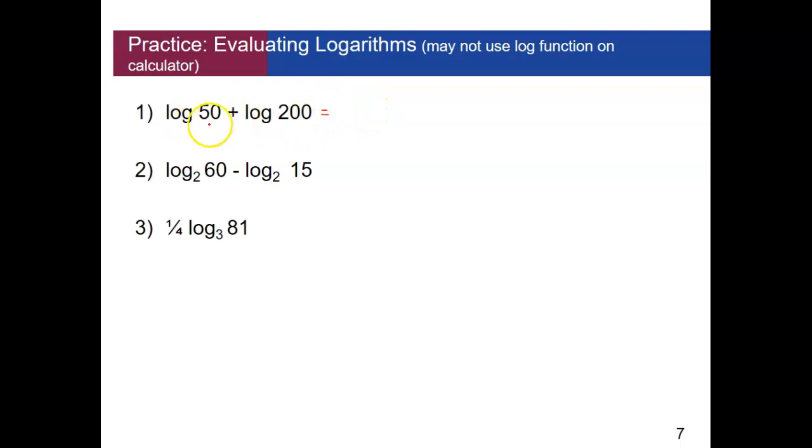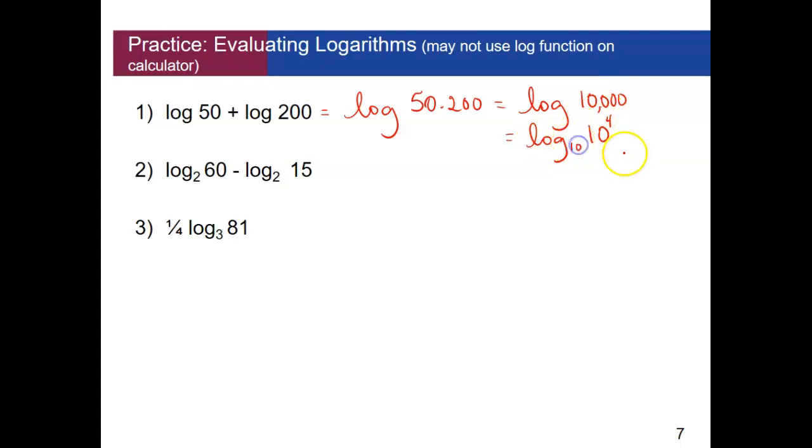Okay, on this one, because it's addition, I'm going to combine these together. That has a common log, a base 10. So I'm going to have 50 times 200. So I'm going to have log of 10,000, which is the same thing as 10 to the fourth power. And you know that for a common log, it has an understood base of 10. So that's going to simplify down to just be 4.